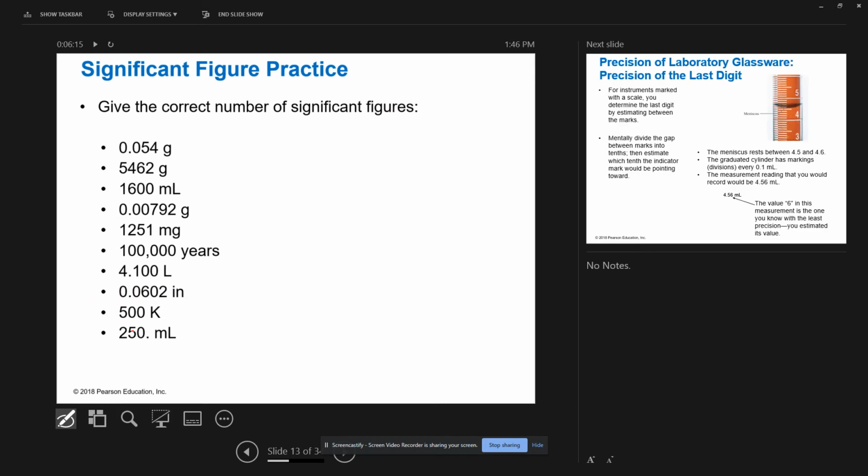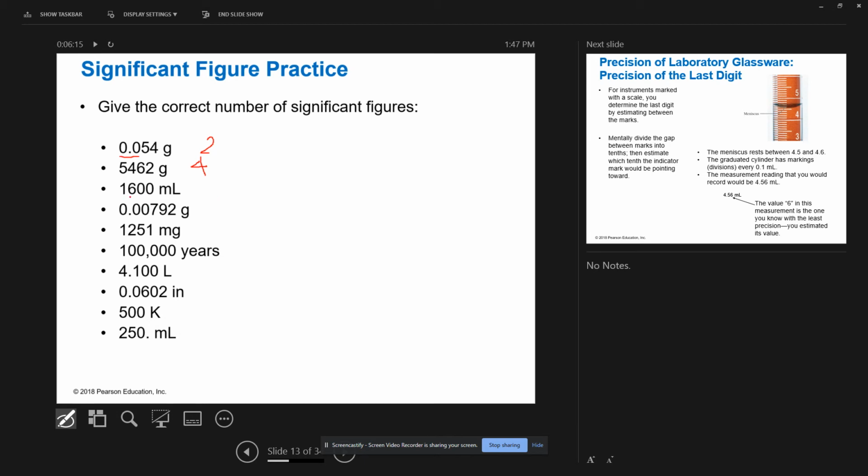Okay, let's practice this. So I'm going to ask you to take a moment and maybe pause this and go ahead and make your way down to see how you would do, giving the correct number of significant figures. So I'll give you that for a second. Pause it. Okay, so here we have leading zeros. They do not count. So I have 2 significant figures in this number. Here I have all non-zero digits, so they're all going to count. I'll have 4 significant figures.